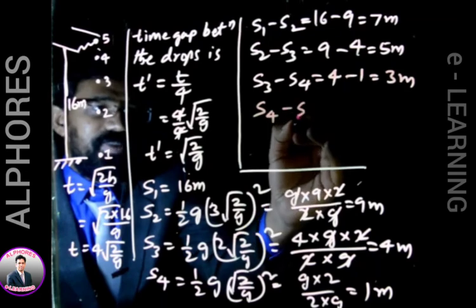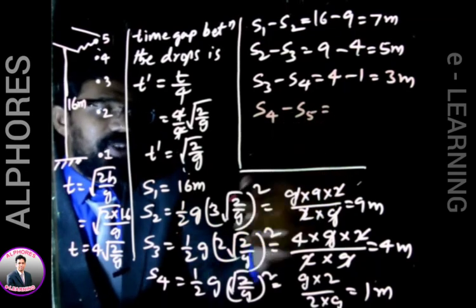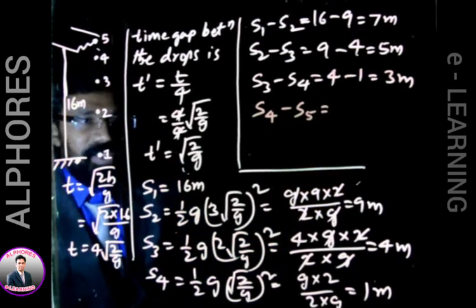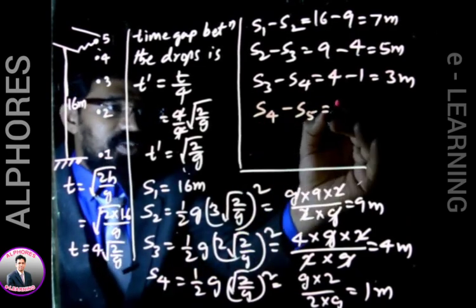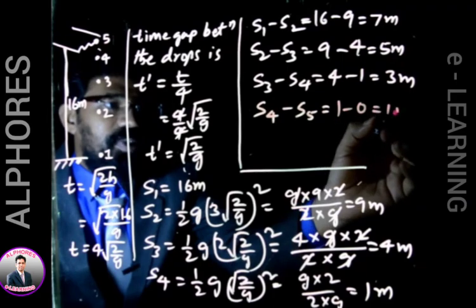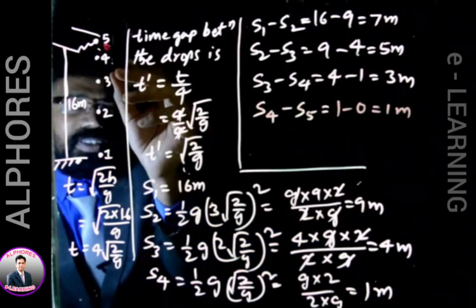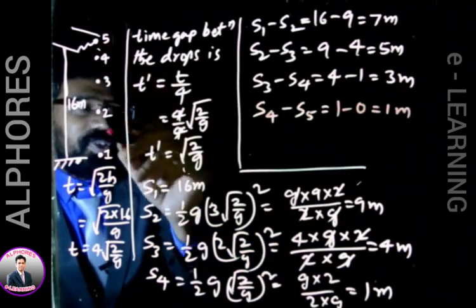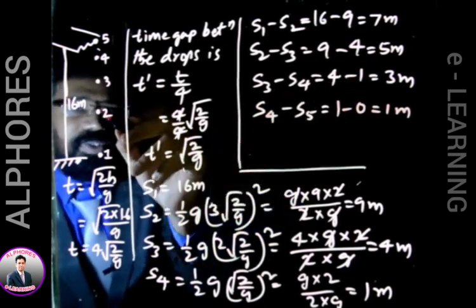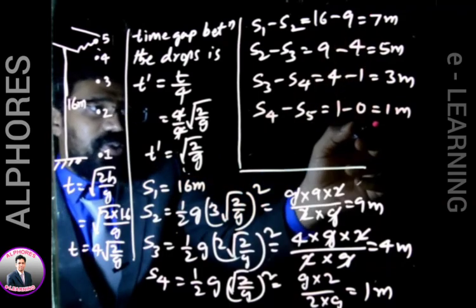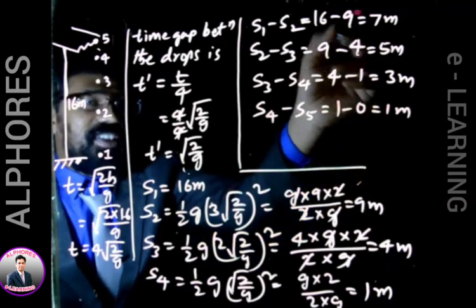Okay. And the distance of separation between the fifth drop and the fourth drop? S4 minus S5. S5 is what? 0. The fifth drop did not travel any distance. It did not fall from the roof. It is about to fall. That's it. So S4 is 1 meter. 1 minus 0, 1 meter. Between the fifth and fourth drop it is 1 meter, between 4 and 3, 3 meters, between 3 and 2, 5 meters, between 2 and 1, 7 meters. Do you see here? The distance of separation is increasing.